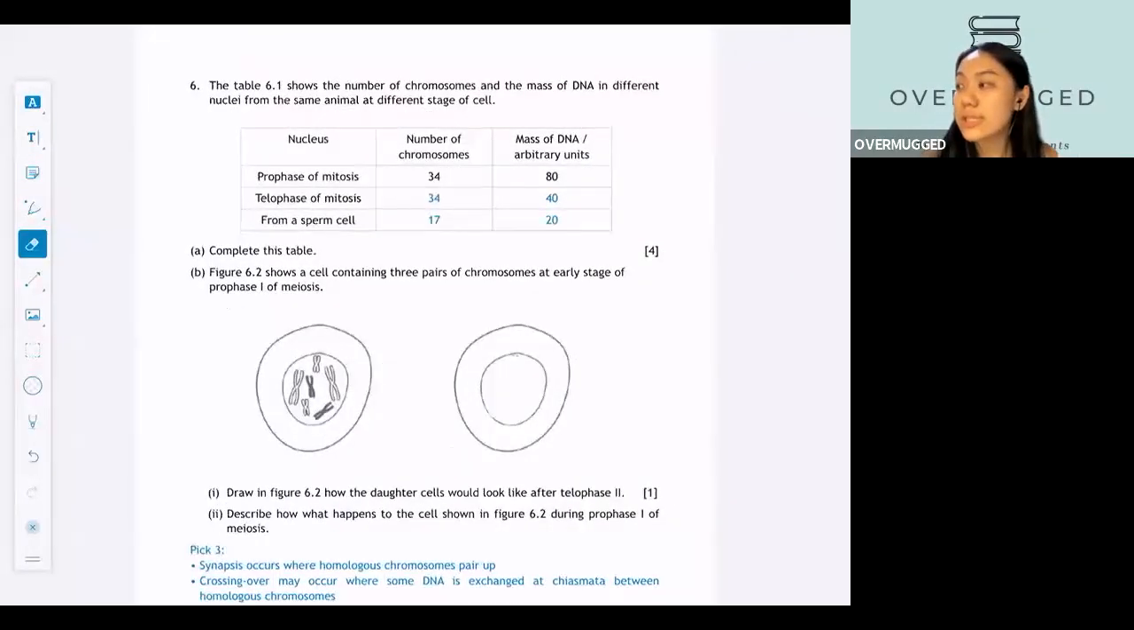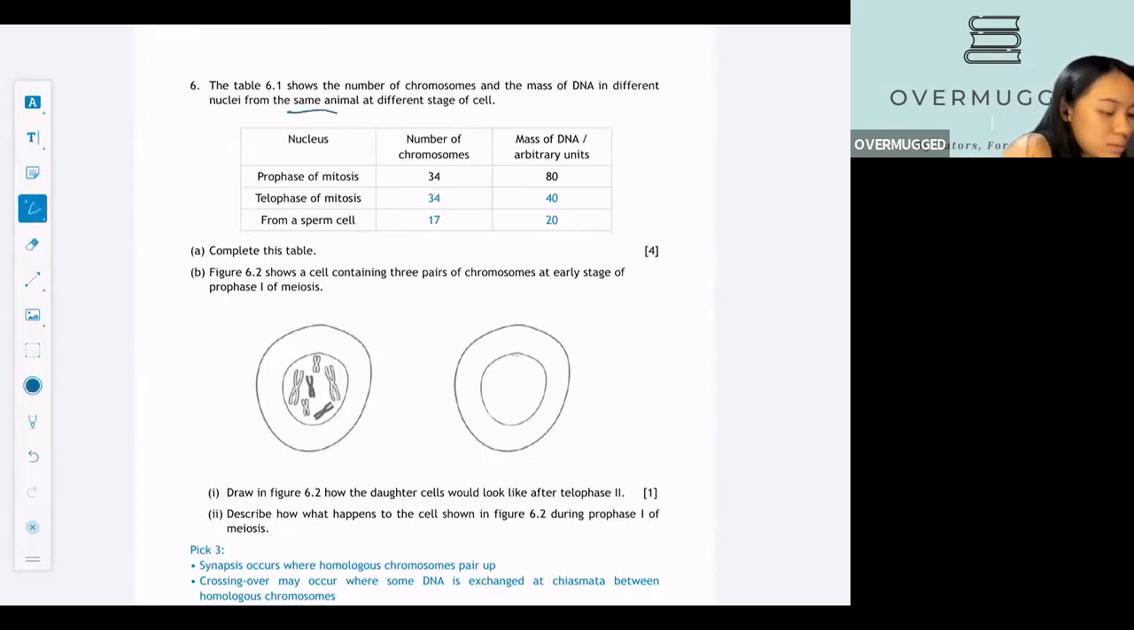Question 6. The table shows the number of chromosomes and the mass of DNA in different nuclei from the same animal. So very important, it's the same animal, but it's at a different stage of the cell. So prophase of mitosis, right? It is showing it has 34 chromosomes and 80 DNA. So let's look at chromosomes first. If it has 34 at prophase of mitosis, it means that this is the normal number.